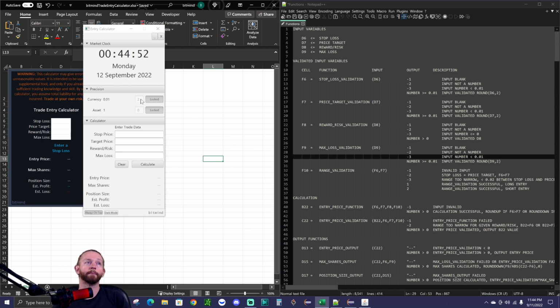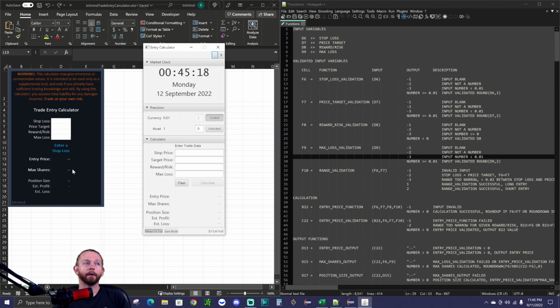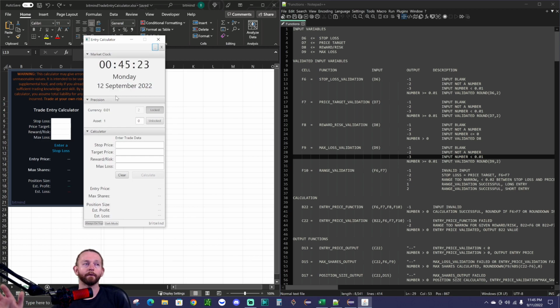Also, another thing you can do is specify the precision of the currency. For instance, some assets you can trade down to 1/100th of a cent. I don't know, 4 decimal places instead of 2. So this allows you to specify that, and also the asset precision. My Excel calculator only does whole shares, so it will tell you how many integer number of shares or asset you can buy.